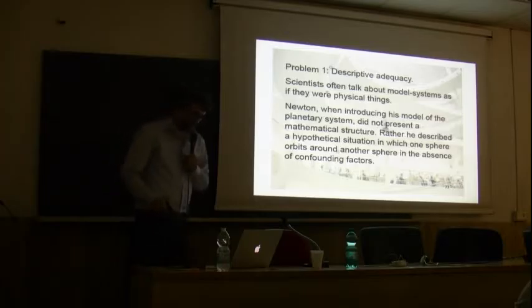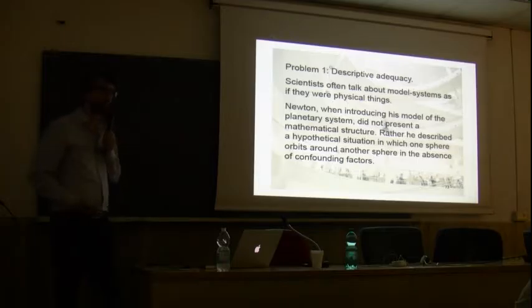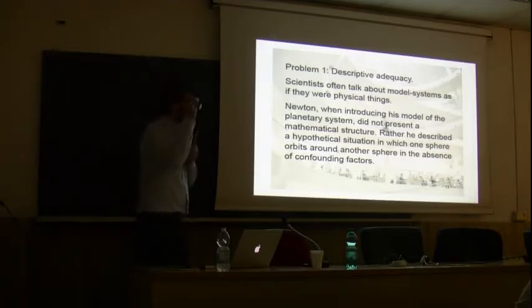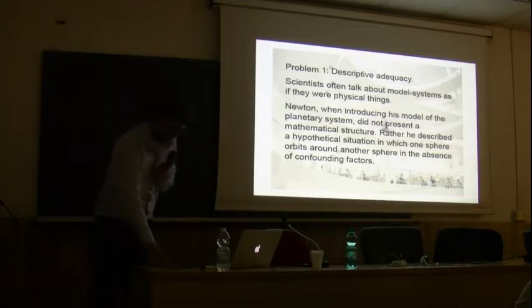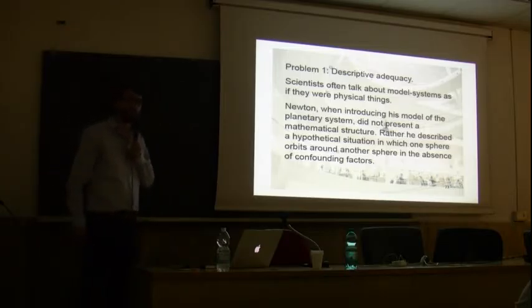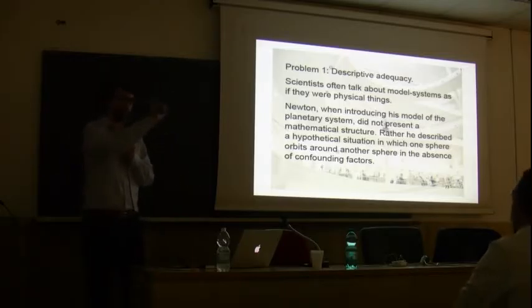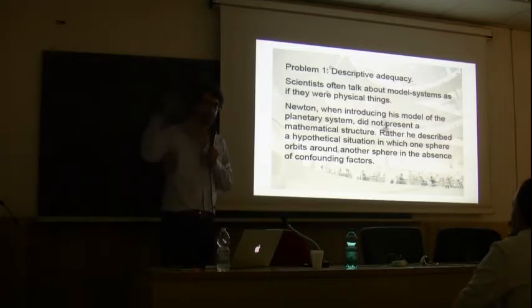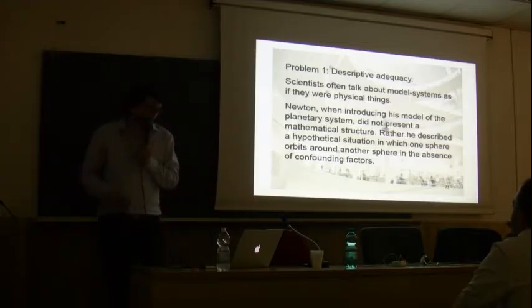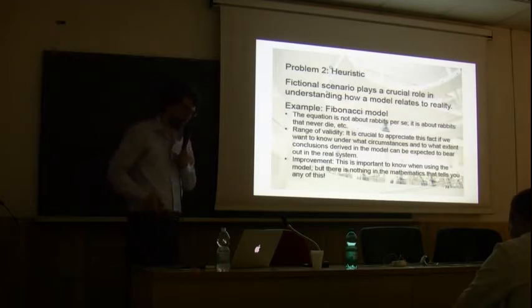Now, a few issues with this. There's the issue of descriptive accuracy, which means that it doesn't quite seem to sit all that well with scientific practice. Scientists often talk about model systems as if they were physical things or something different from mathematical structures at any rate. So Newton, when introducing his model of the planetary system, did not just write down a mathematical structure of this kind. He described the hypothetical situation with particular spheres and gravitation doing something in particular. So there is at least an open question how this squares with this structuralist view.